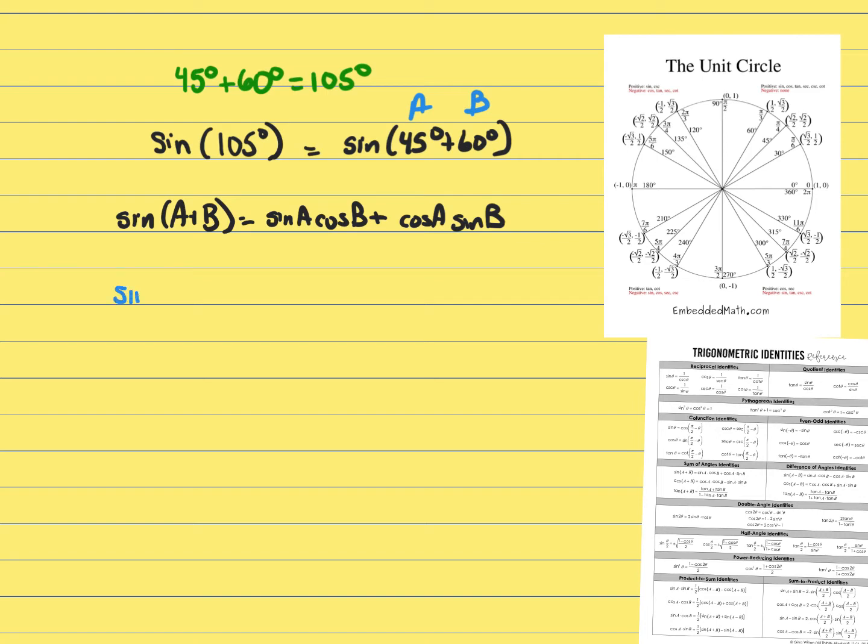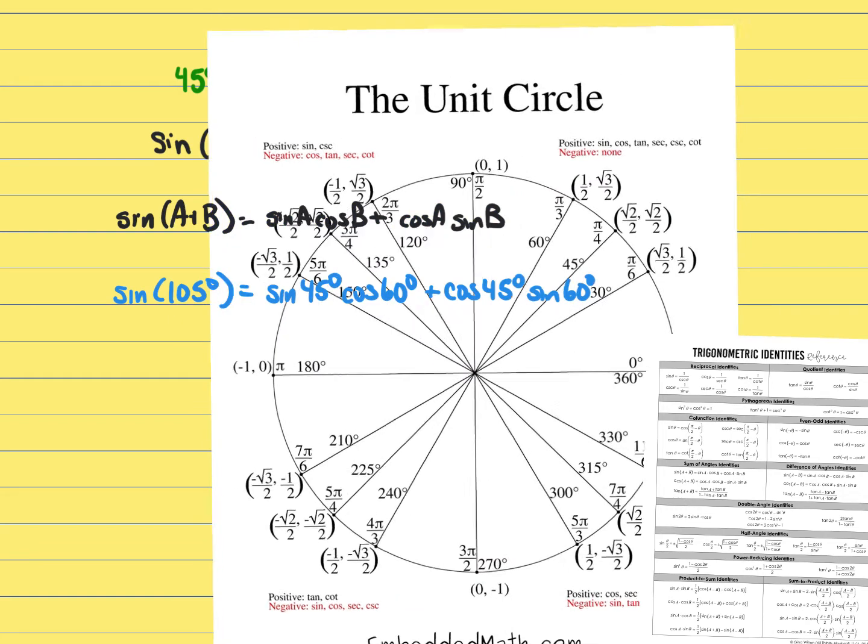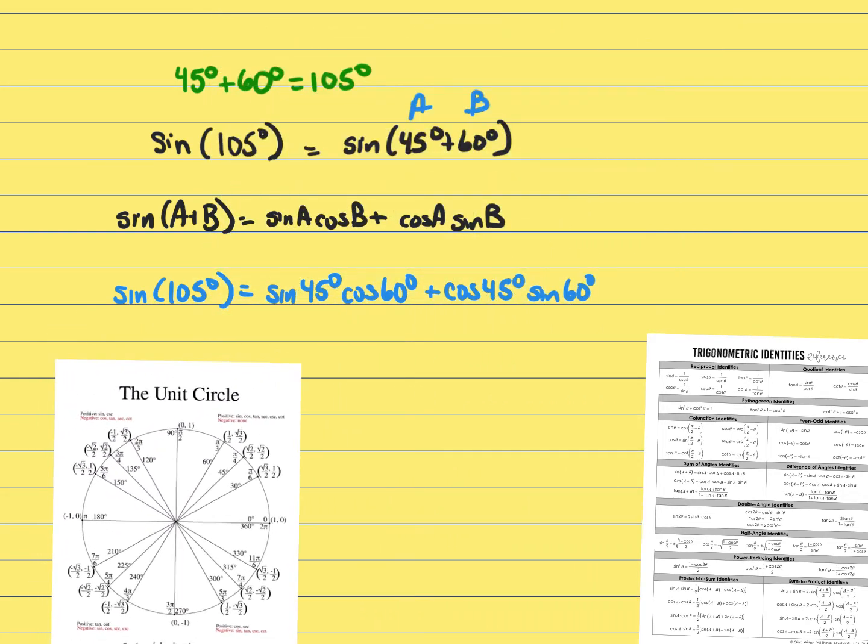So sine of 105 is going to equal sine of 45, because that's my angle A, times the cosine of 60, plus the cosine of 45 times the sine of 60. And so to find my exact value for my trig function, all I have to do is find those values, which can be done on the unit circle. So if I want the sine of 45 and the cosine of 45, recall that on the unit circle, 45 is here, the x-coordinate is cosine and the y-coordinate is sine.